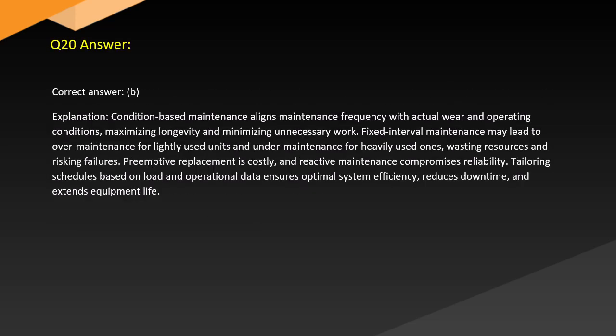Answer. Correct answer. B. Explanation. Condition-based maintenance aligns maintenance frequency with actual wear and operating conditions, maximizing longevity and minimizing unnecessary work. Fixed interval maintenance may lead to over-maintenance for lightly used units and under-maintenance for heavily used ones, wasting resources and risking failures. Preemptive replacement is costly and reactive maintenance compromises reliability. Tailoring based on load and operational data ensures optimal system efficiency, reduces downtime, and extends equipment life.